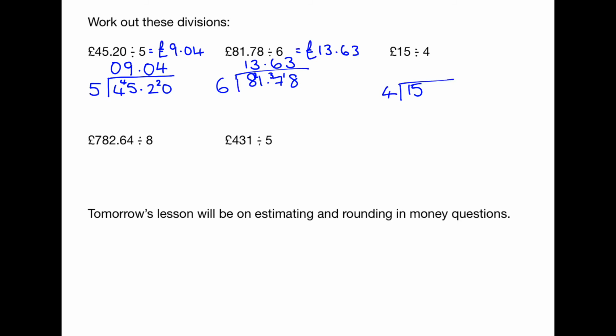Okay, next one, £15 divided by 4. Now, I expect you've probably already spotted that 15 is not in the 4 times table. 4 doesn't go into 15 exactly. So we'll see what we do next.